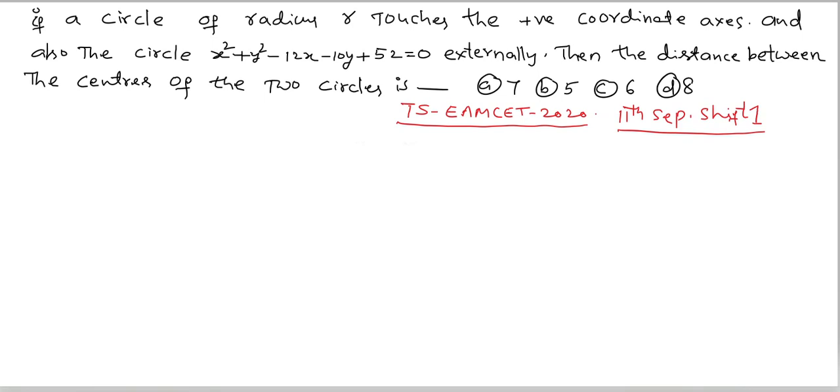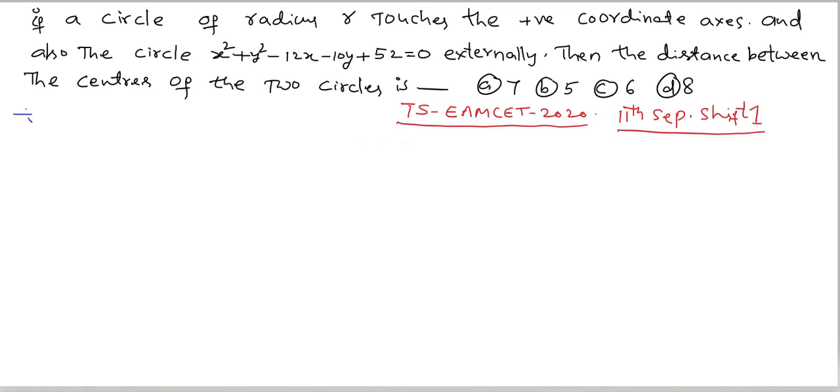If a circle of radius r touches the positive coordinate axes and also the circle x square plus y square minus 12x minus 10y plus 52 is equal to 0 externally, then the distance between the centers of the two circles is dash. First option 7, second one 5, third one 6, fourth 8. This is a TS EAMCET 2020, 11th September, shift 1 question.